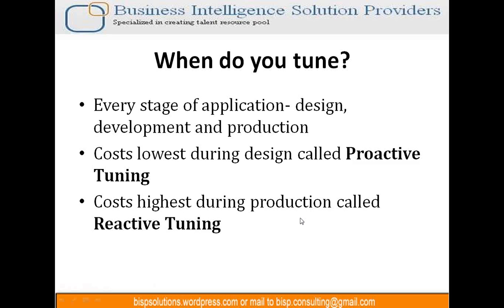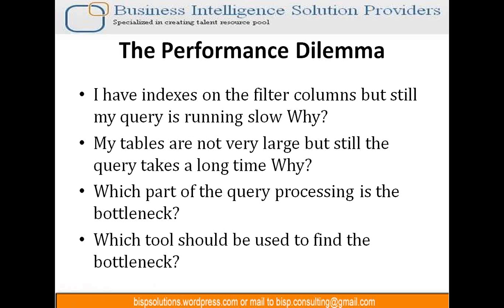Now, what is the performance dilemma that we face most of the times? What are the statements that we come across, or what comes to our mind? Say, I've got indexes on my filter columns, but still my query is running very slow. Why? Or my tables are not very large, but still my query takes a very long time. Why? What should I do here?